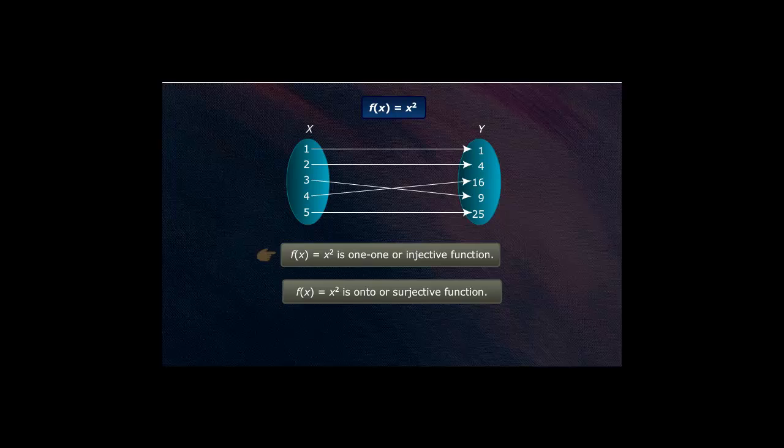Now this function was also 1-1. It's also onto. Such functions are called 1-1 onto functions or bijective functions. This means that this is a bijective function.